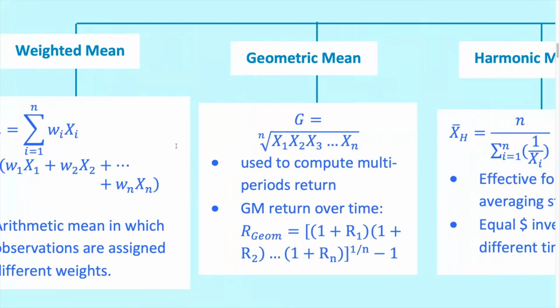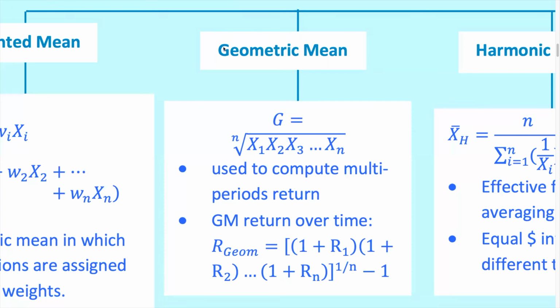The geometric mean is great for calculating average growth rates, especially when you're dealing with investment returns over multiple periods. The geometric mean is particularly useful in finance because it gives a more realistic measure of an investment's performance over time.